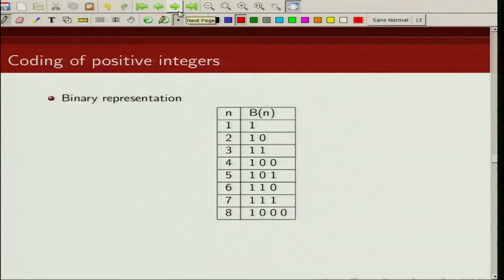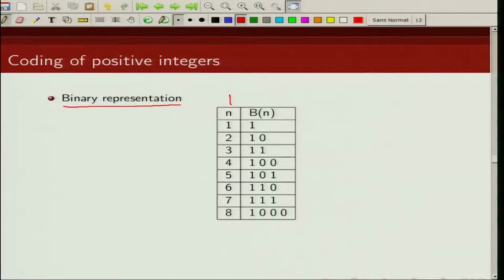To do that, I need to first give a scheme which will encode positive numbers. I'm going to talk about a scheme to design coding for positive numbers. So you are all familiar with the binary representation of positive numbers.